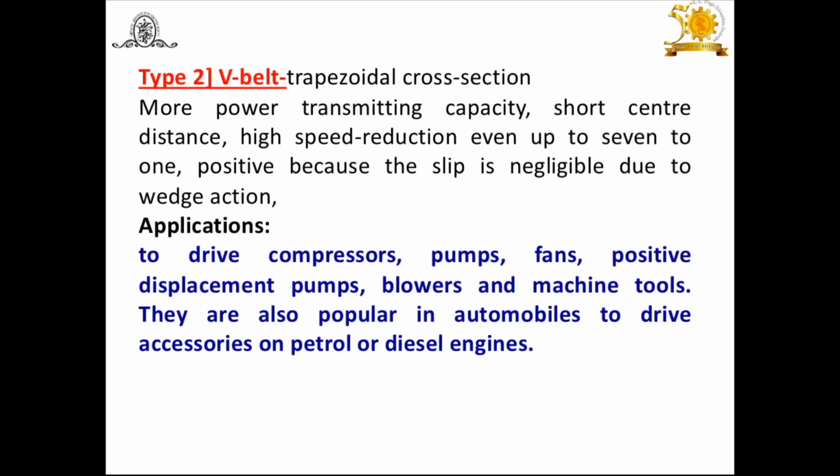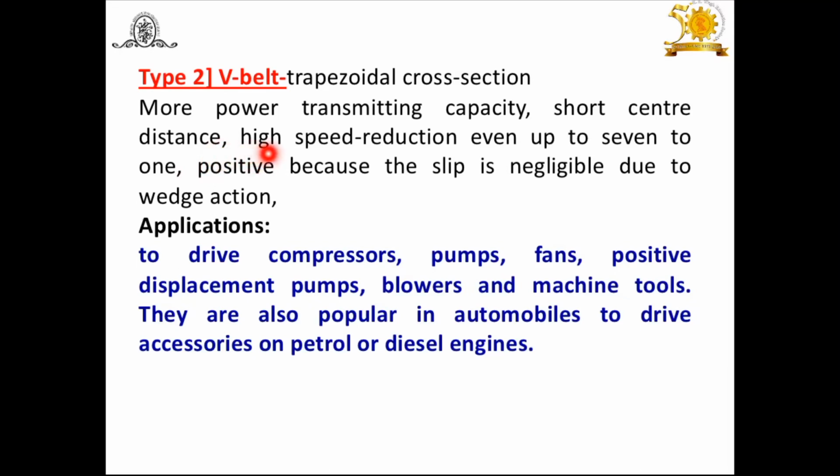Another type of belt drive is the V-belt. The V-belt drive has a trapezoidal cross section, and V-type or U-type groove pulleys are used for this V-belt. Because of this, there is a proper frictional grip between belt and pulley because of wedge action. Therefore, it has more power transmitting capacity than the flat belt. It can be used for shorter distances.